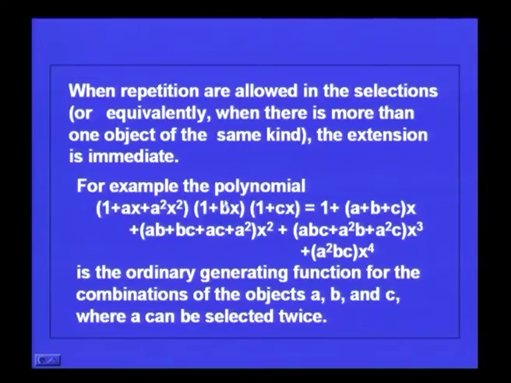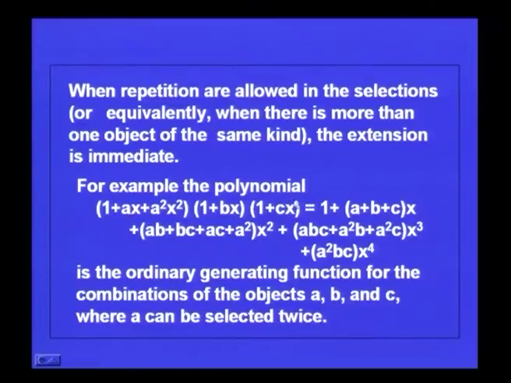You can look at it like this: 1 plus ax plus a squared x squared. That is, the object A need not be selected, or it can be selected once, or it can be selected twice. The object B can be not selected or selected once. The object C can be not selected or selected once.